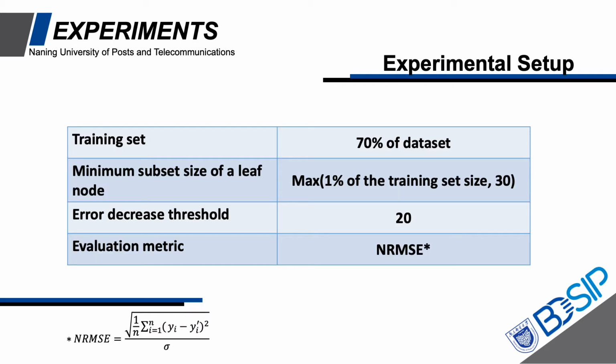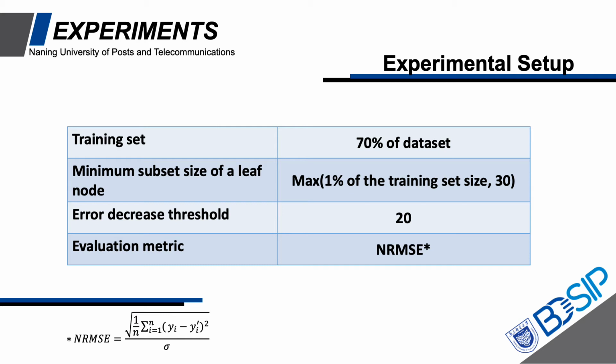This table presents the experimental setup. The training set is randomly sampled from the runtime data, accounting for 70% of the whole data set. We assign the minimum subset size of our model to 1% of the training set size. For the small training set, we stipulate that the minimum subset size should not be less than 30. We assign the minimum error decrease rate to 20.